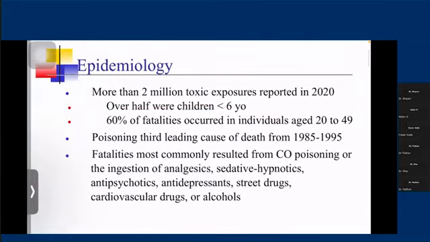With epidemiology, as I mentioned in the first slide, more than 2 million toxic exposures were reported in 2020. This is an American study. Overall, more than 50% were children, and 60% of fatalities occurred in the age of 20 to 49. This epidemiology also goes with other studies done in a local setup, where almost all of our patients are under 30, and more than 50% are male.